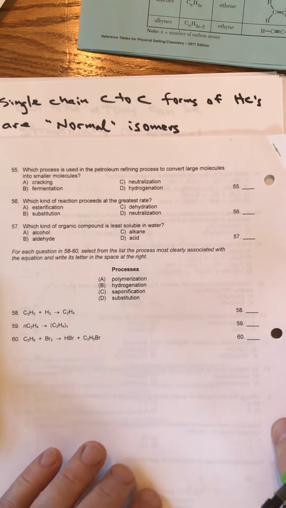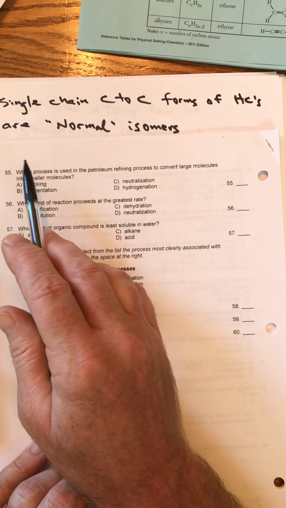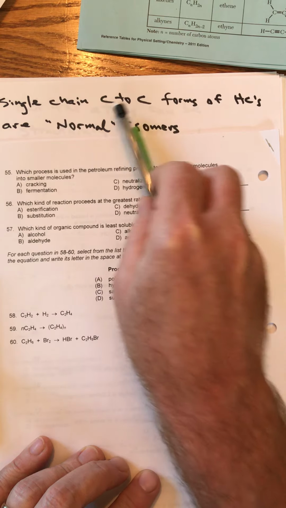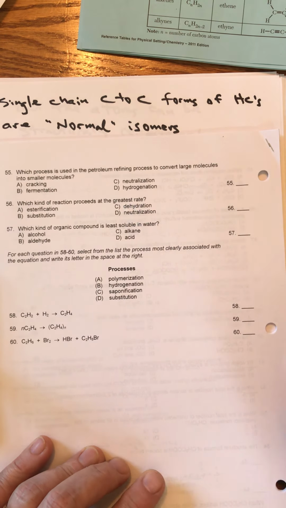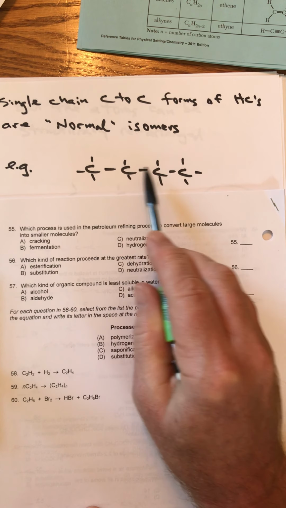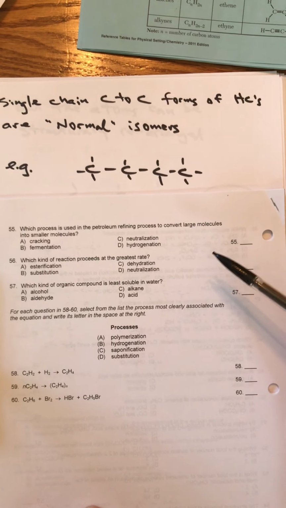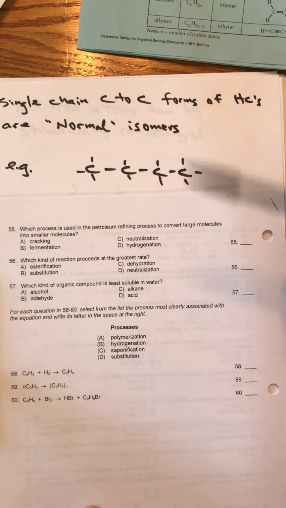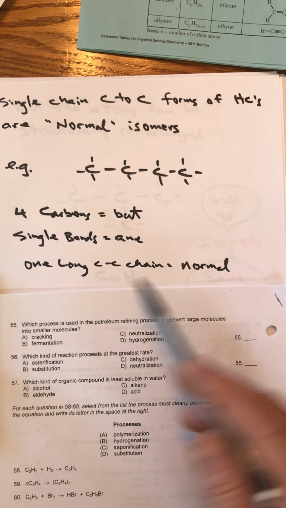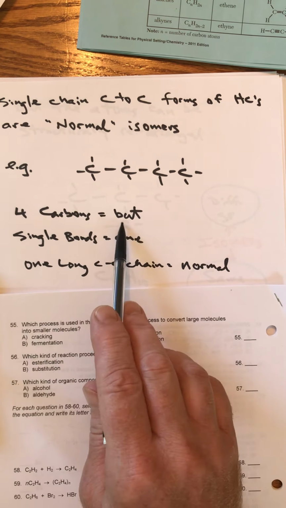Now, if you have all one chain, they don't have to be all single bonds, but just one chain of carbon to carbon, no branches, that's called a normal isomer, just unbranched. So if I have 4 in a row, 1, 2, 3, 4, well, that's going to be but-. Don't call it "but," it's "bute." Okay? It's got single bonds. Well, that's going to be butane. It has no branches, so that's normal butane or n-butane. 4 carbons, bute, single bonds, ane, 1 long chain, normal.